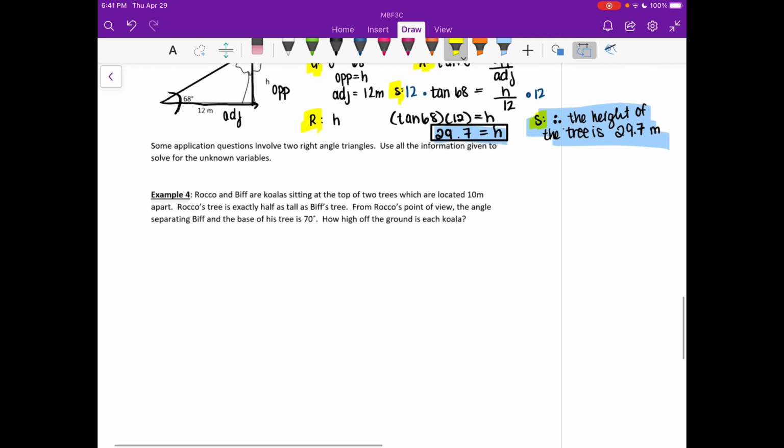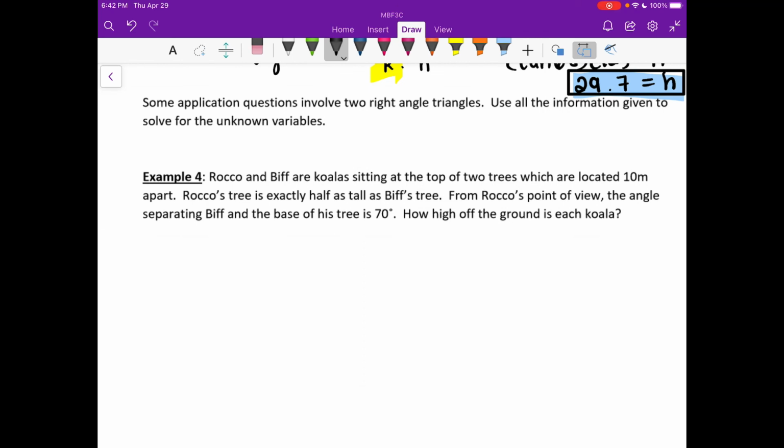So it says here that Rocco and Biff are koalas sitting on the top of two trees which are located 10 meters apart. There's a lot of information here already. But let's continue reading and I'll show you how to break it down. The first thing you should do is always draw a diagram. So that's the first thing we're going to go about doing right now.